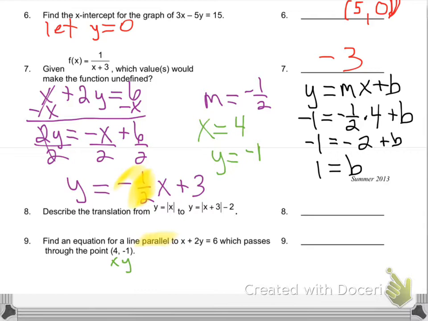In the end, the only thing that you're going to put in your equation, you're only going to fill in m and b. So I'm going to plug in b and m right here. So in the end, my equation looks like y equals m, which is negative 1/2 x, plus b, which is 1.